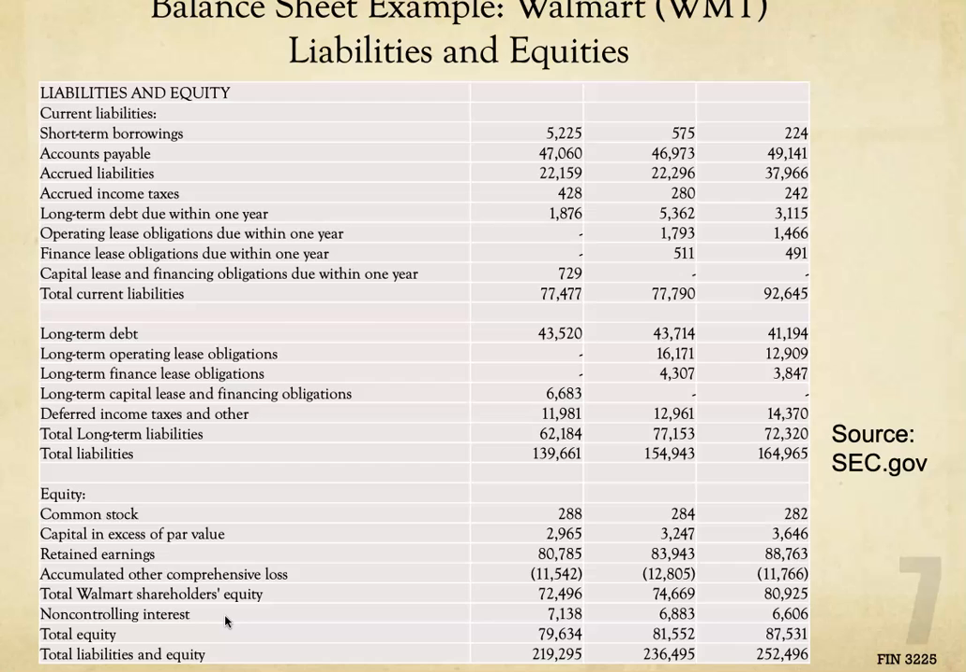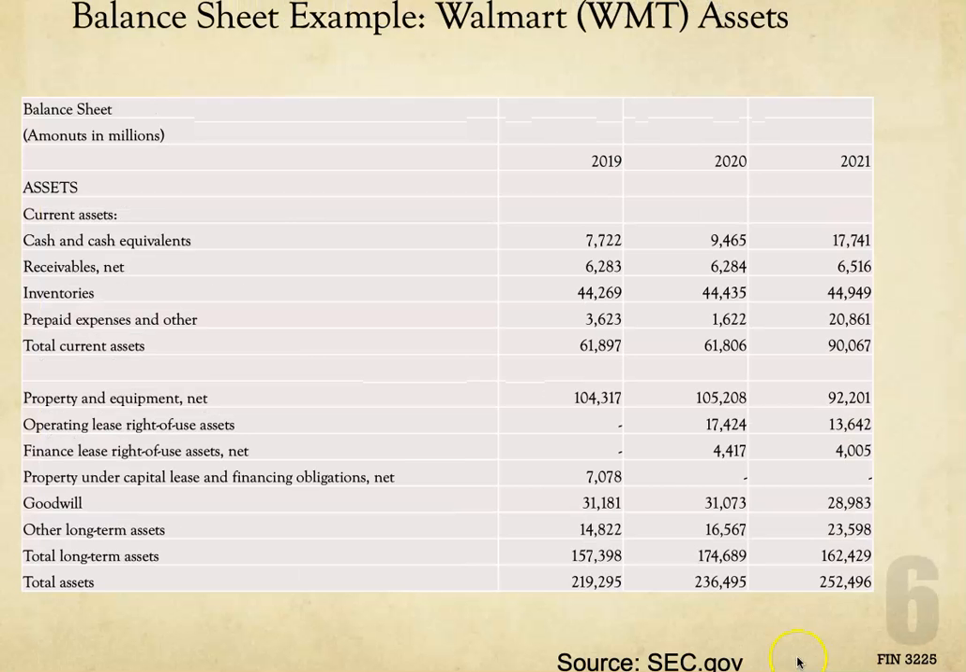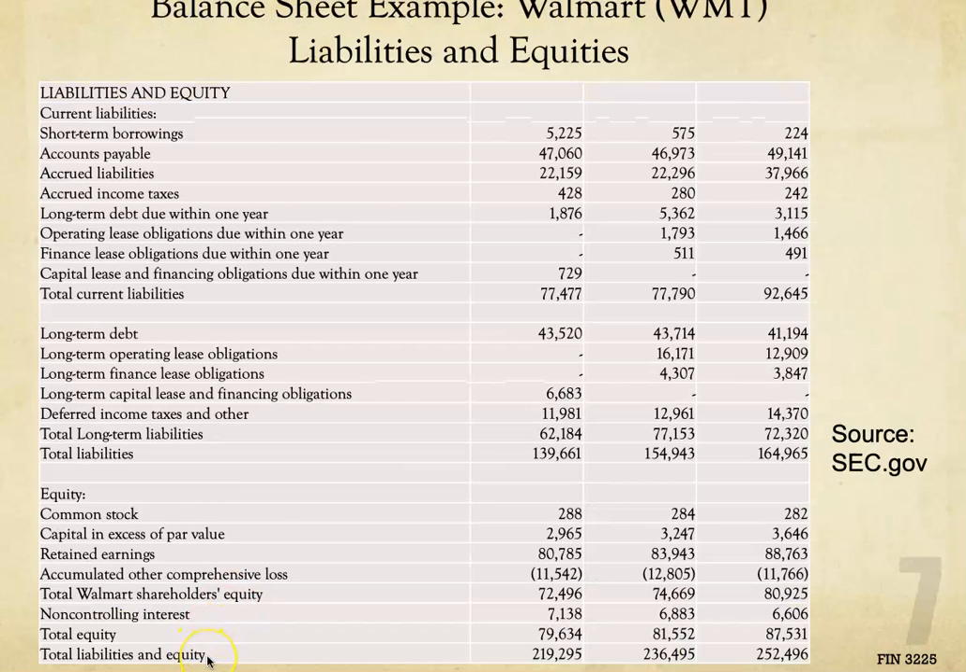We said for the balance sheet, the most important thing is that it has to be balanced. So let's double check the total liabilities and equities at the end: 252,496. Let's go back. At the end, the total assets is also 252,496. So total assets must equal total liabilities and equities. If not, something is wrong. That's not right. That's why it's called the balance sheet.